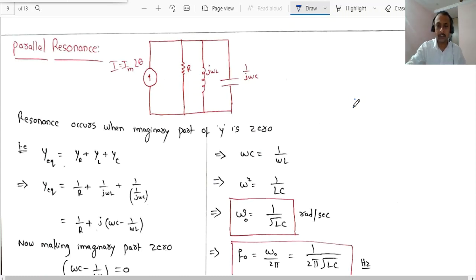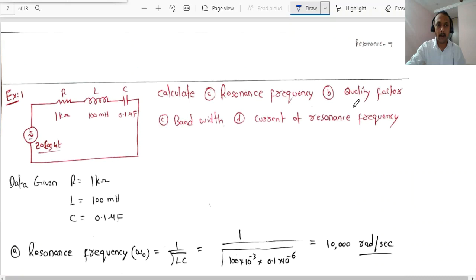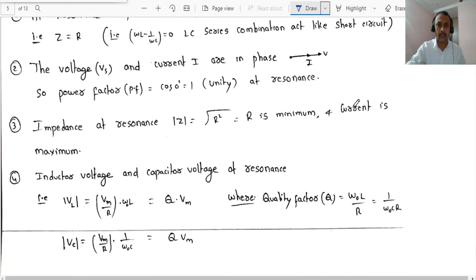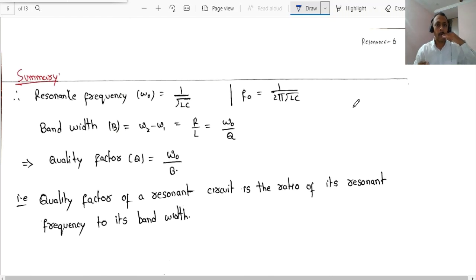In series resonance, I will just recollect a basic summary for your sake. The condition is that the imaginary part of the impedance is made 0. We got the resonant frequency as omega naught equal to 1 by root LC. What about bandwidth? It's the difference of the half power frequencies, omega 2 minus omega 1, and the quality factor Q equals omega naught by bandwidth. This is what we have seen in series resonance.